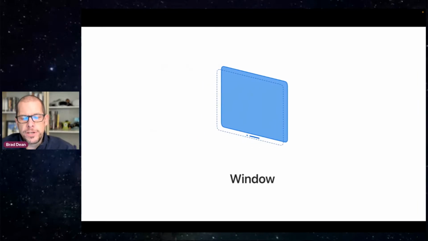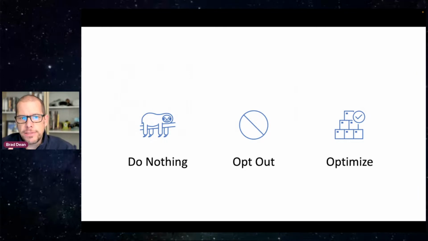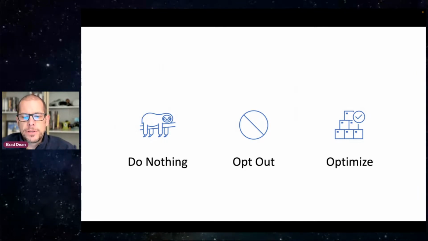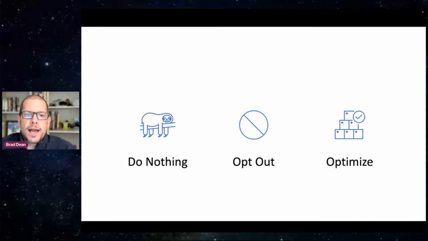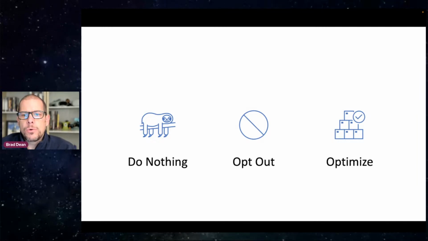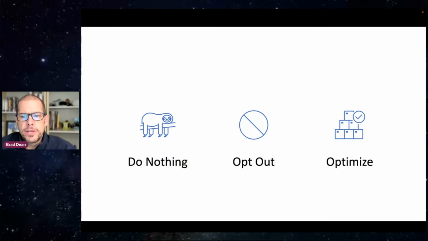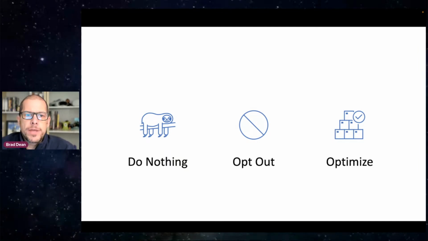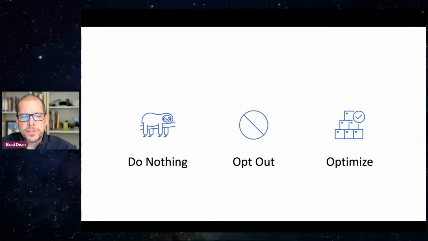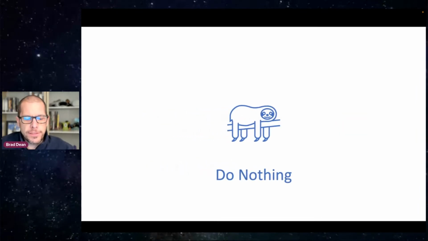To get that window and to move it over, you have three options. You can do nothing and just let your app come over like it will by default. You can opt out and say, I don't want my app to come over. Please don't show it in this app store. Or you can optimize it. We'll spend a bit of time and dig into the code and see how I can make my app look a little bit better and look more at home using the new visionOS look and feel. So we'll start with do nothing.